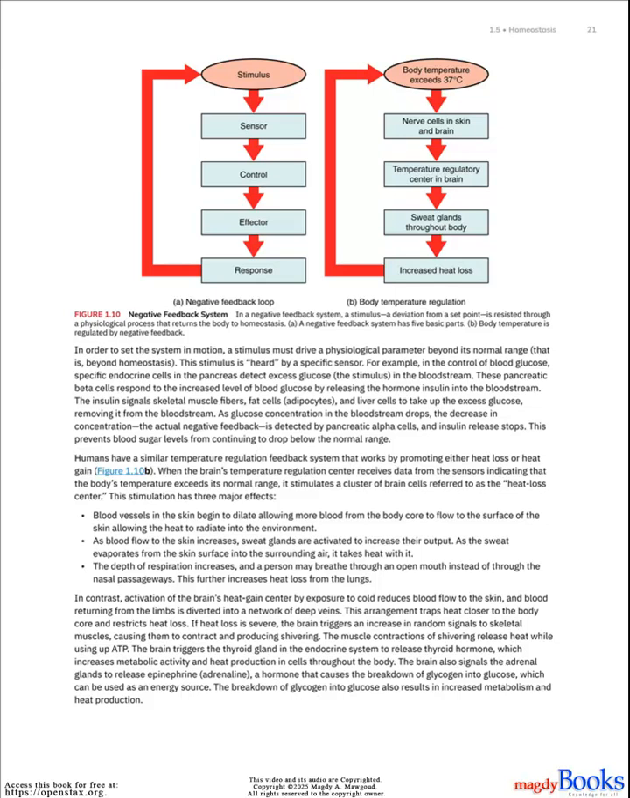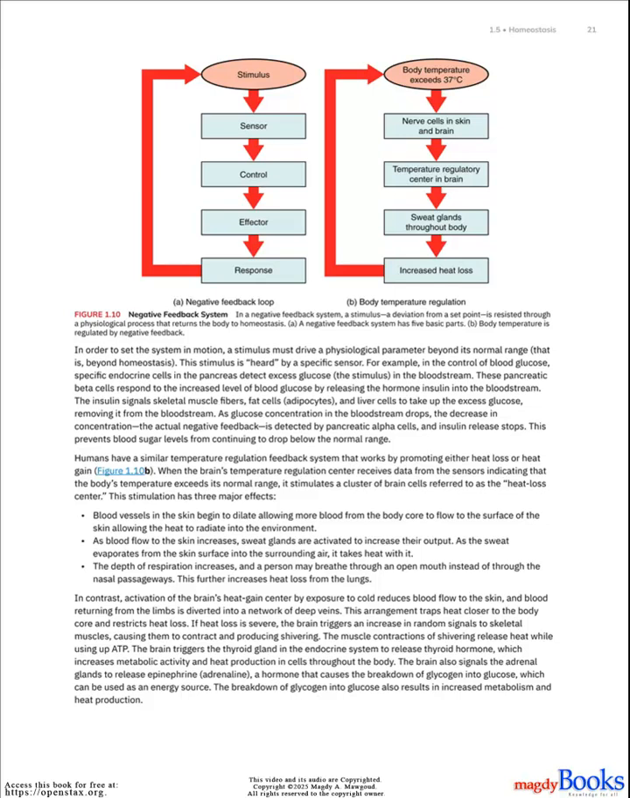In contrast, activation of the brain's heat gain center by exposure to cold reduces blood flow to the skin, and blood returning from the limbs is diverted into a network of deep veins. This arrangement traps heat closer to the body core and restricts heat loss.